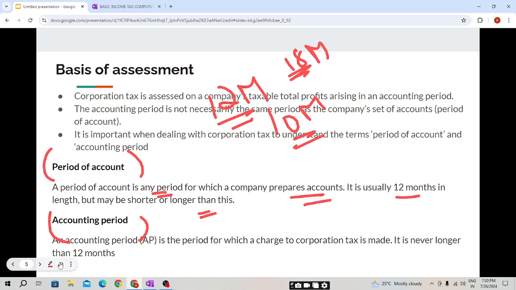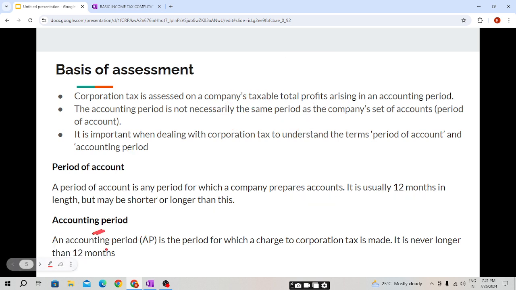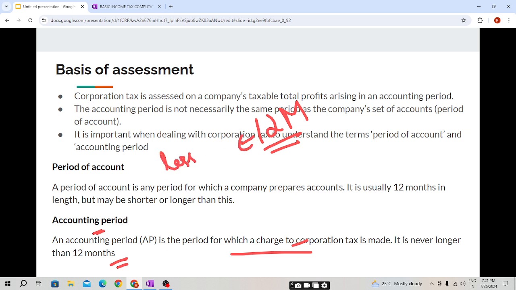Now coming to the term accounting period. An accounting period is the period for which a charge to corporation tax is made. It is never longer than 12 months. So students, the accounting period is the period for which the corporation tax is charged, and this accounting period will never be more than 12 months. It can be less than 12 months, but it will not be more than 12 months. I hope this is clear.